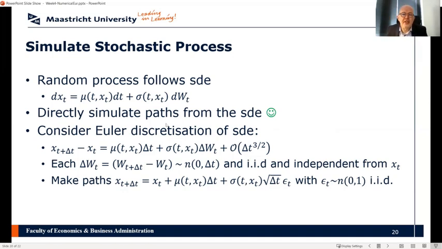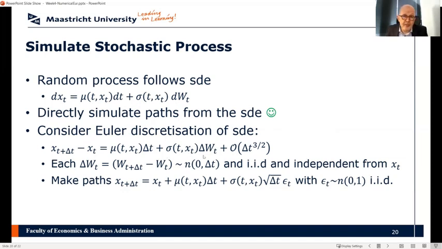To simulate directly from the stochastic differential equation, you use something known as the Euler discretization. And the Euler discretization is very simple. You look in the differential equation, and everywhere you see a d, you replace it by a discrete delta. So delta X is the value of X at time t plus delta t minus the current value X(t). So the first dX becomes X(t plus delta t) minus X(t). This mu dt becomes mu(t, X) times delta t. And the sigma dW becomes sigma(t, X) times delta W.